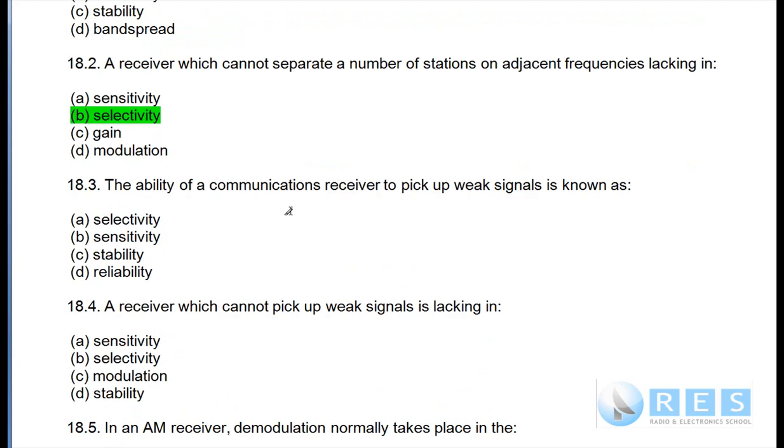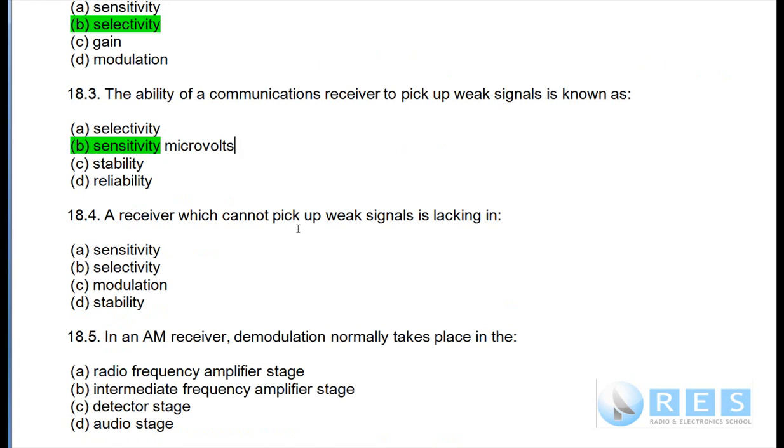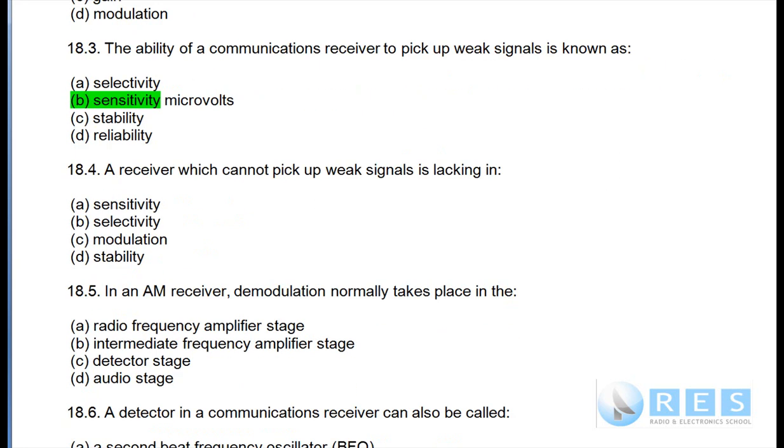18.3. The ability of a communications receiver to pick up weak signals is known as sensitivity. It's your S meter reading, and the sensitivity of a receiver is measured in microvolts. 18.4. A receiver that cannot pick up weak signals is lacking in sensitivity.